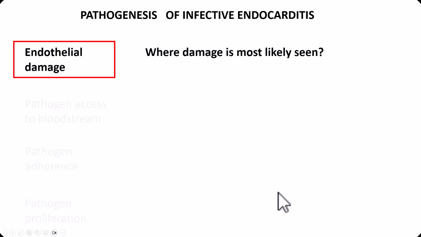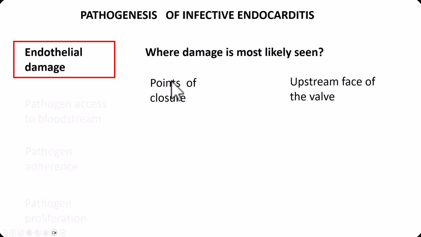Now you know that the endothelium is damaged because of so and so factors, right? Now, where is the damage most likely seen on the endothelial surface, and which part of the endothelium is most likely damaged? Two important parts. One, at the points of closure of the valves. Second, the upstream face of the valve. Two important areas where the endothelial damage is most likely seen.